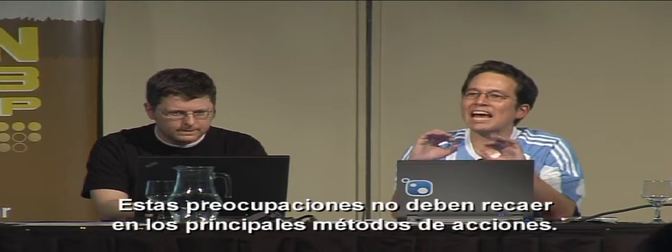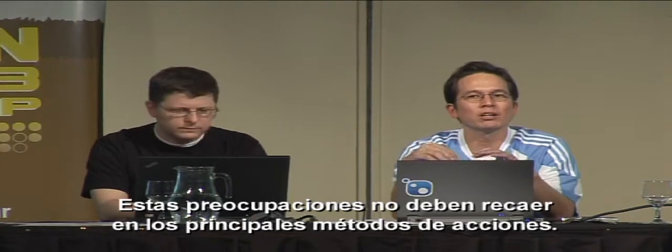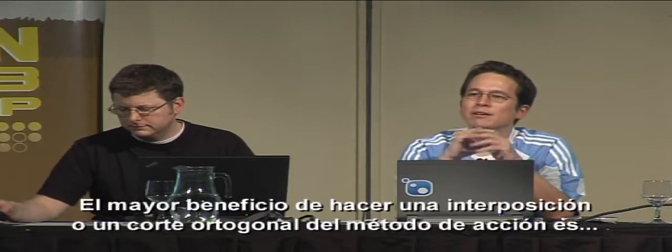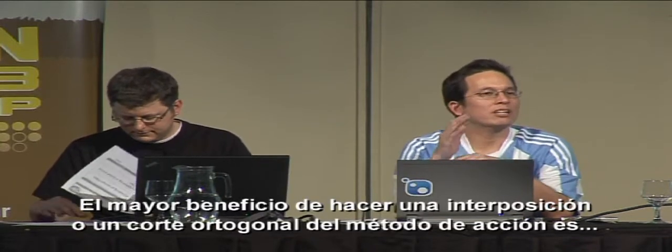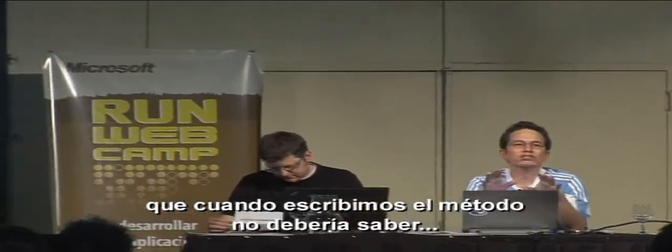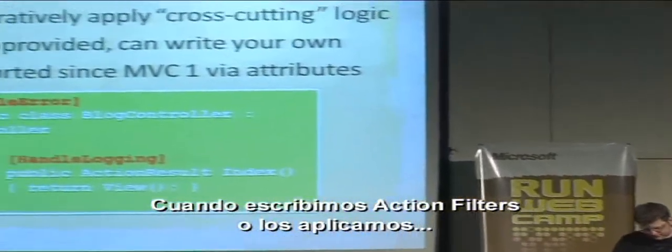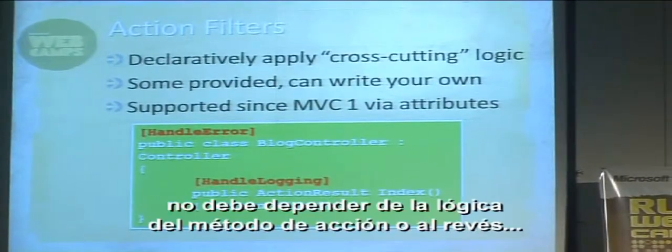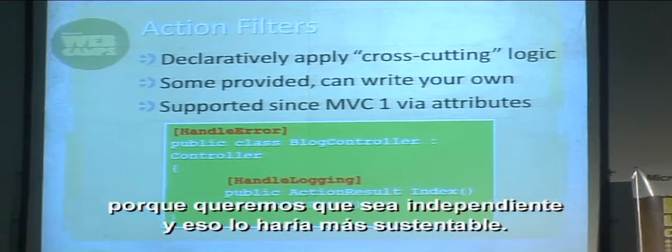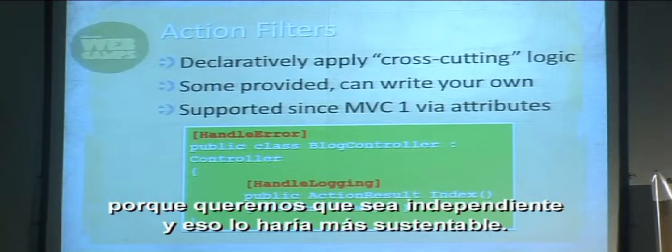These are concerns that your main action method shouldn't be responsible for. So you write an action filter, and that action filter will run before and can run after each action method and do all these other types of activities. And the key benefit of making it cross-cutting or orthogonal to your action method is that when you write your action method, it shouldn't have to know about your action filters, and the action filters shouldn't be dependent on the logic that's in the action method, and vice versa, as much as possible, because you want these things to be independent. And that will make it a lot more maintainable.